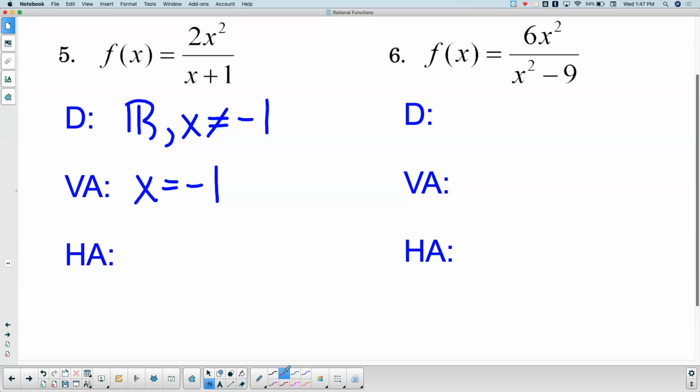Got to compare degrees now. What is the degree in the numerator? 2. What is the degree of the denominator? 1. Top bigger, bottom bigger, same. Top is bigger, so that tells me there is no horizontal asymptote.